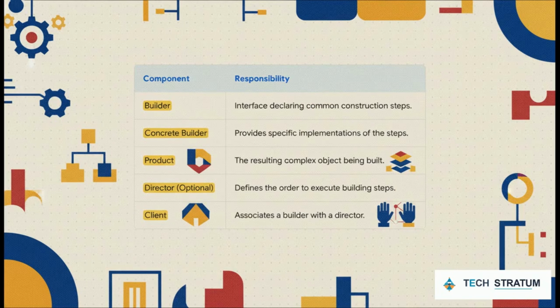Okay, so who are the main characters in this story? You've got the builder interface, which is like the blueprint for the construction steps. You have the concrete builder, which actually does the work of implementing those steps. The product is, well, the complex object you're building. The client is your code that starts the whole process. And finally, there's this optional but super useful player called the director, which we'll get to right now.